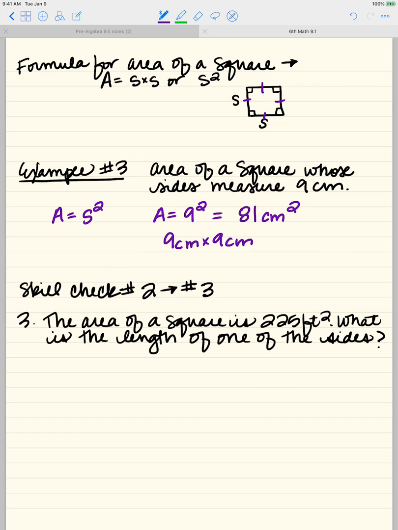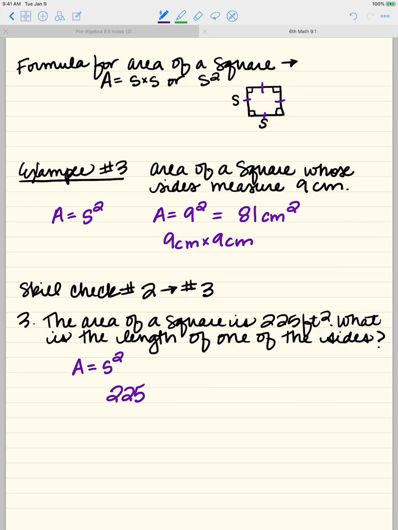All right, moving on, taking a look at skill check number 2. I'm going to tackle number 3 for you because it's a little confusing, but we can handle it. The area of the square is 225 feet squared. What is the length of one of the sides? What is our formula for area of a square? It's A is equal to S squared. In this case, we're given the area and we're asked to figure out what S is.